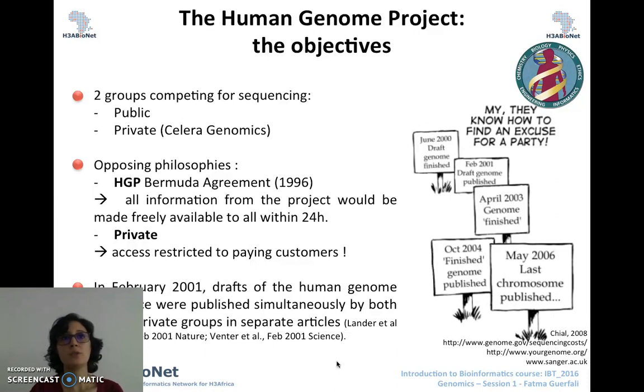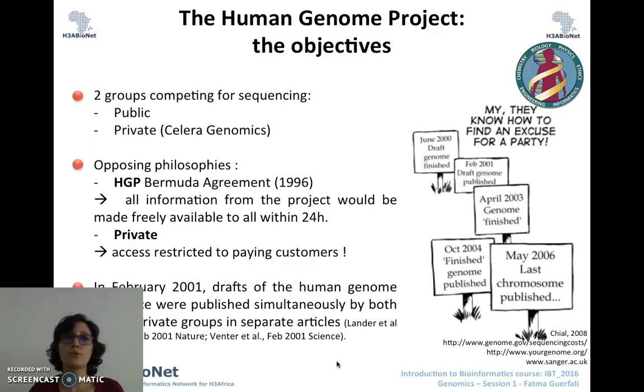And the real problem came from the fact that Craig Venter aimed to only make the information available to paying customers, planning, for example, to patent gene sequences before their release. So basically, you would have had to pay in order to have any gene sequence.